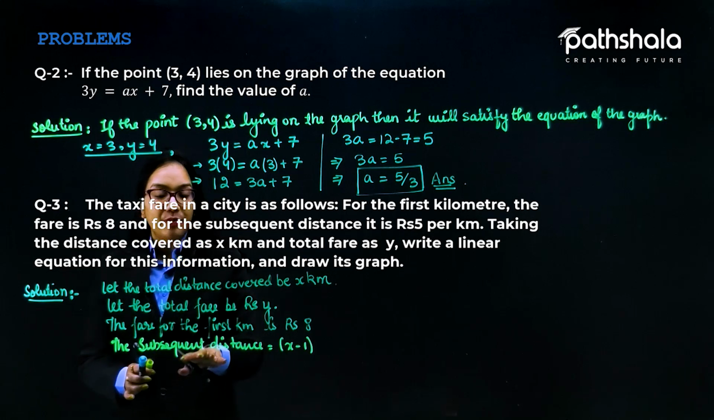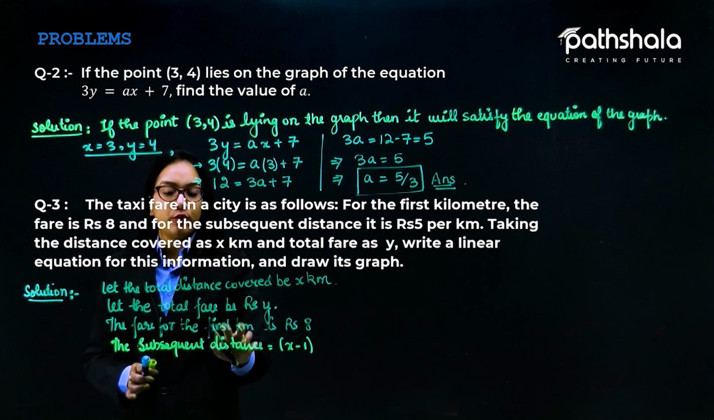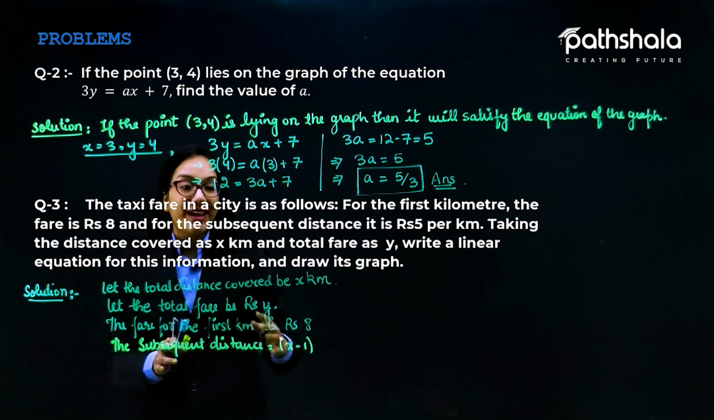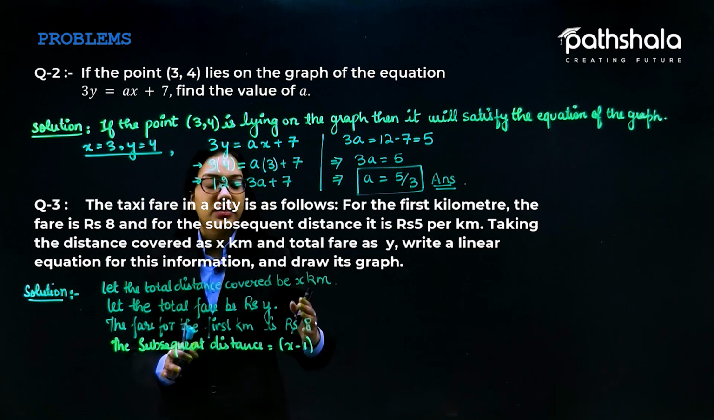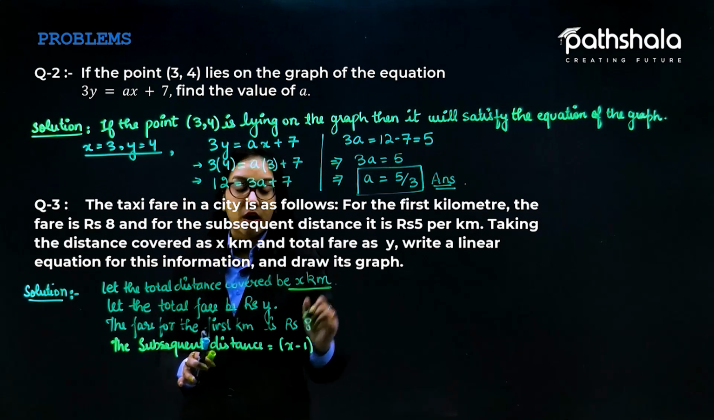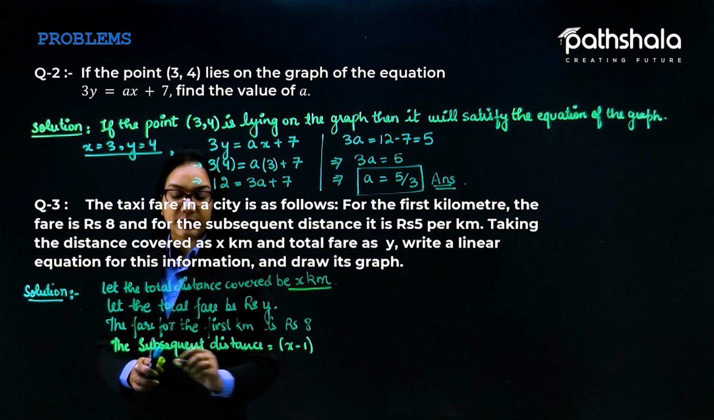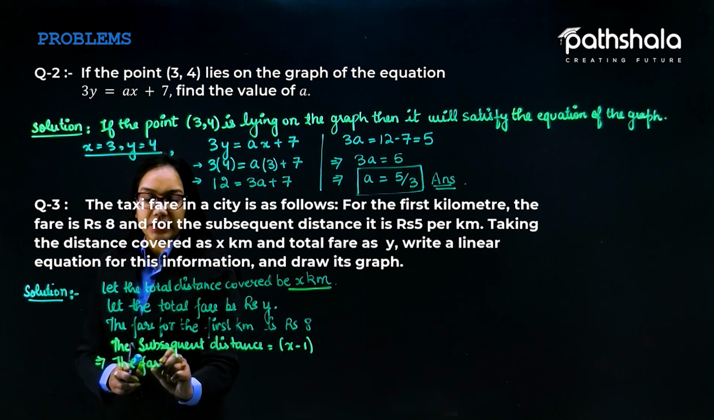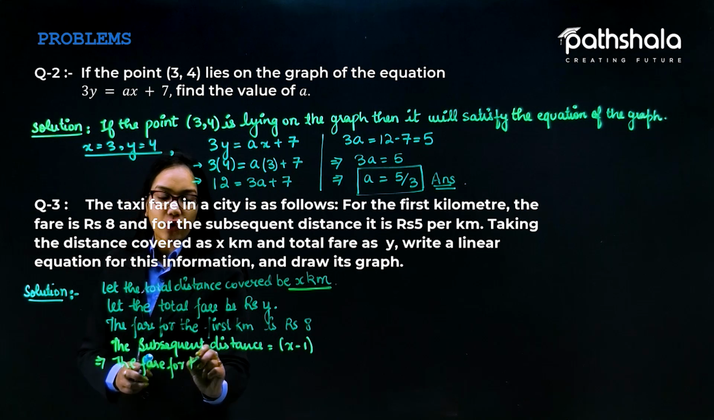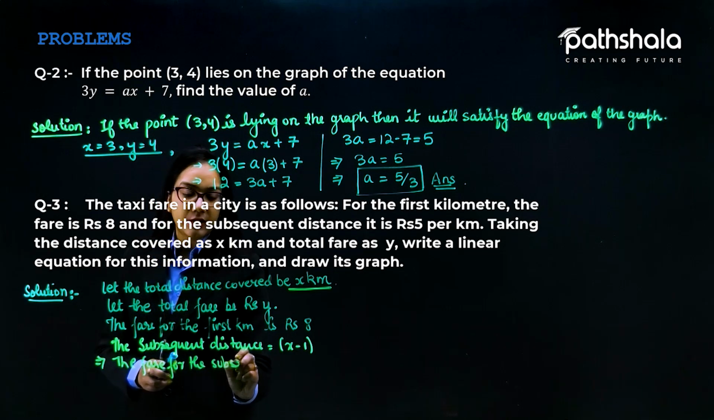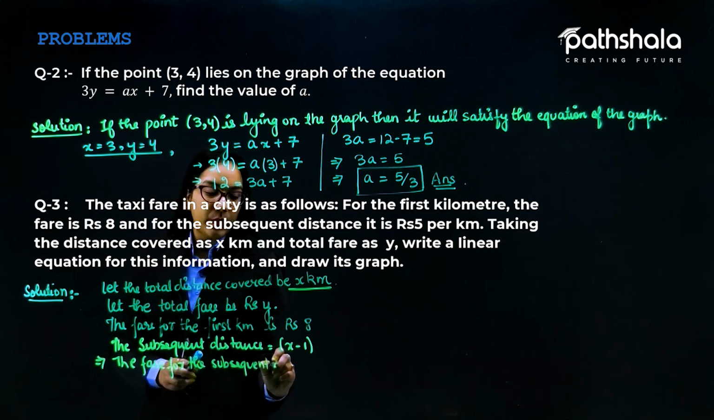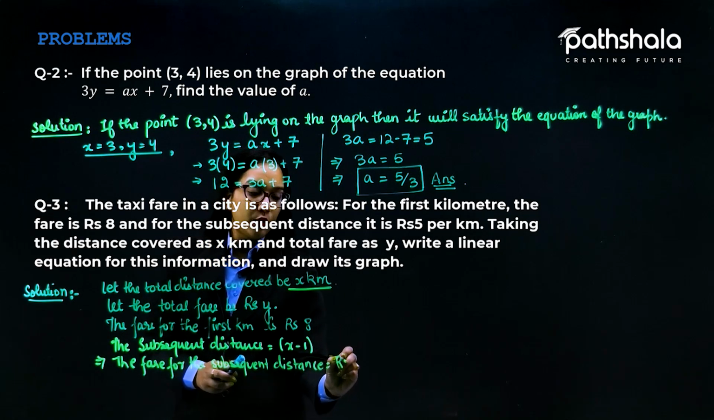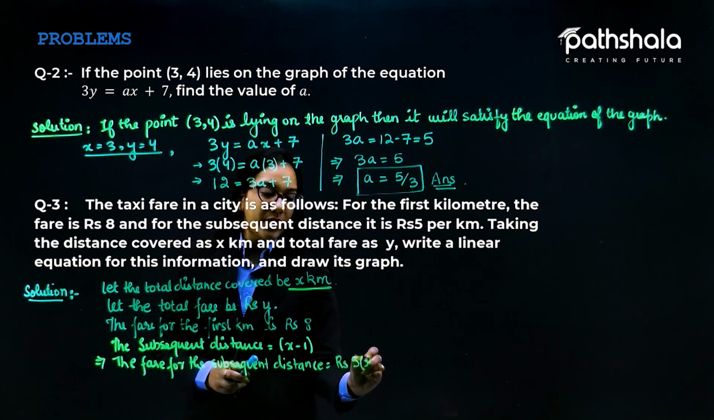So as we can see, for the very first kilometer we have to give the fare as rupees 8. So the subsequent distance would be x minus 1, because the total distance covered is x kilometers. So the subsequent distance is x minus 1, which implies the fare for the subsequent distance would be nothing but rupees 5 into x minus 1.